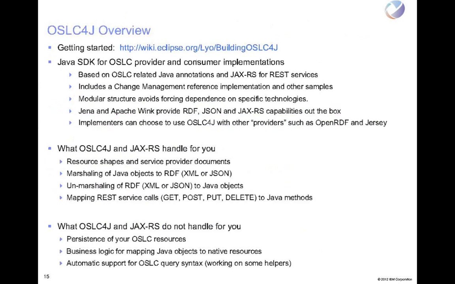Apologies for that. So out of the box, it's using Jena and Apache Wink to provide RDF, JSON, and JAX-RS capabilities. So those providers, if you will, are already there in OSLC for J. But they're included in such a way that if you want to write your own providers for other technologies, such as OpenRDF and Jersey for the Jena and the JAX-RS pieces, the projects are structured in such a way that you could do so. But understand those providers, someone would be responsible for writing them. They're not there today.